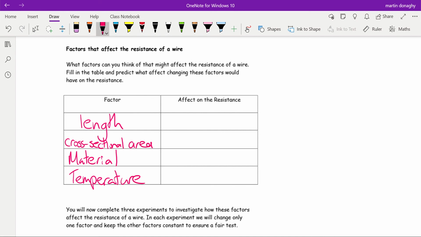Okay, so what I want you to do is, this doesn't have to be right in your booklets or in your notes, but make a prediction. We're going to do experiments in the next section to look and see how those factors affect the resistance, but see if you can put in your own answer here and we'll see if you're right when we do the experiments.